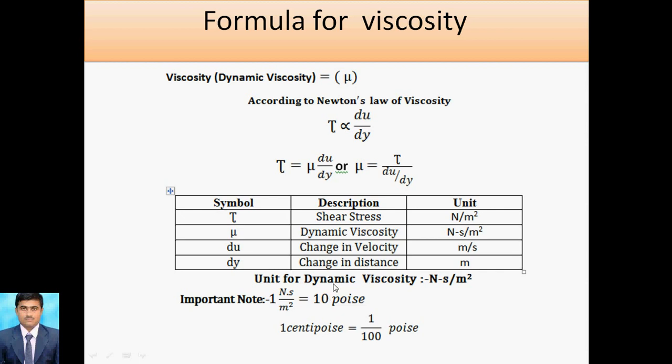Then an important note over here: 1 Newton second per meter square is equal to 10 poise, or you can say 1 poise is equal to 1 by 10 Newton second per meter square, or 1 centipoise is 1 by 100 poise. So this is the conversion rate for viscosity. These are important formulas.